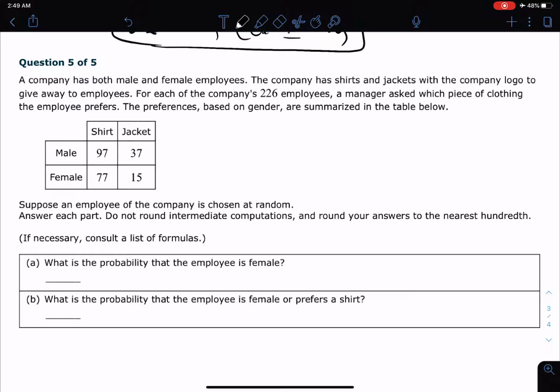Okay, so something that I usually like to do with these problems is add them up and just make sure our tables are good. I'm sure they didn't mess the tables up, but if we take 97 plus 37, we get 134. And if we take 77 plus 15, we get 92. And let me zoom in here.